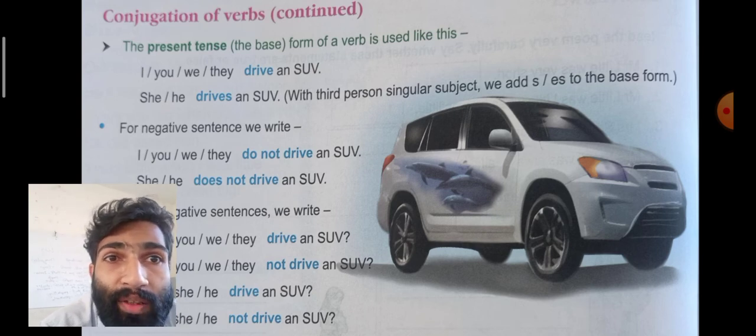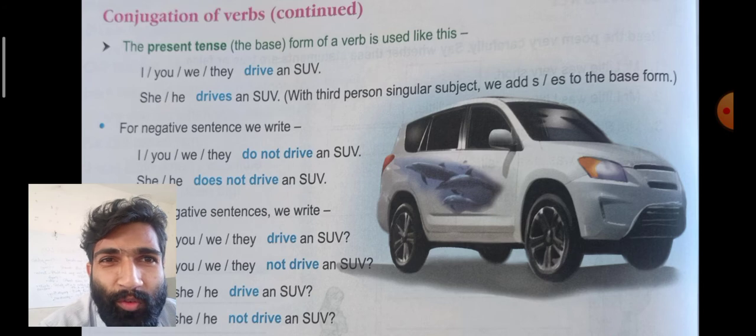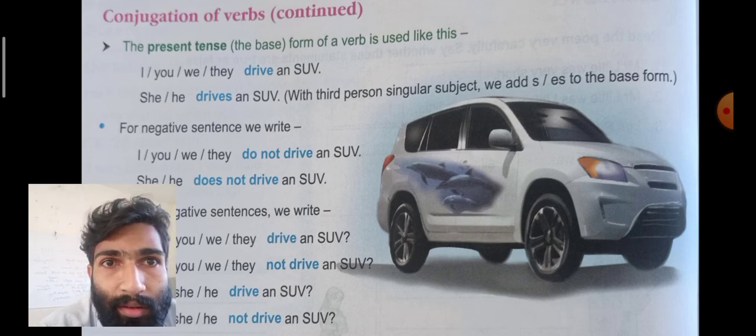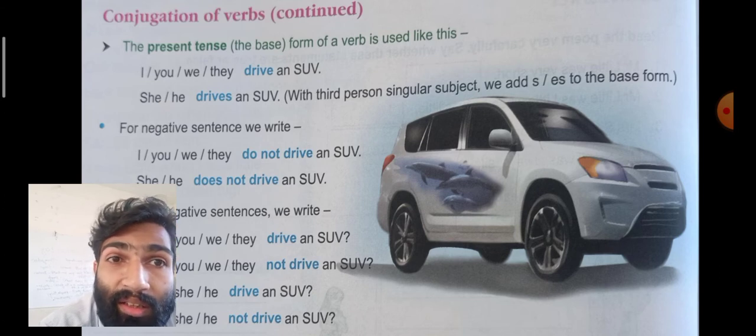For negative sentences, we write I do not drive an SUV. You do not, or in short form, don't. You don't drive an SUV. We don't drive an SUV. They don't drive an SUV. See, does not, so in short we can say doesn't. So she doesn't drive an SUV.